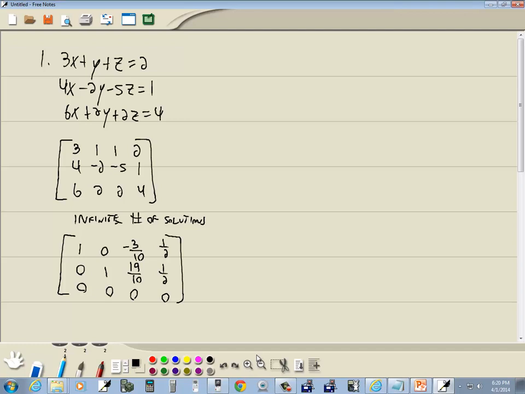The reason why I know that is when we got three equations, three variables, if we look at our first 3 by 3 square here, you should see a diagonal of 1s, 0s elsewhere. If you don't see that, it didn't work. Now, if you see the last row is all zeros, so last row is all zeros, that means that there's infinite solutions.